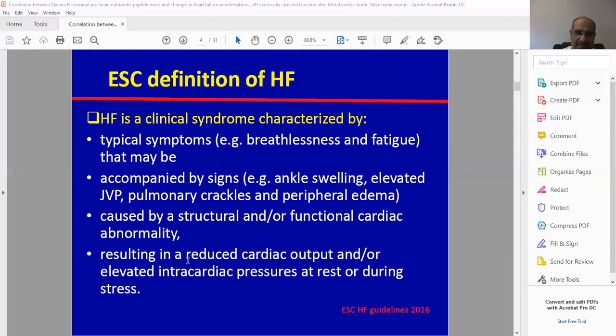and the end result is reduced cardiac output and/or elevated intracardiac pressure at rest or during stress. So they separate the pathophysiology of heart failure into either low cardiac output, which we know is the HFrEF, or elevated intracardiac pressure at rest or during exercise, which is the increased filling pressure, which is the HFpEF.